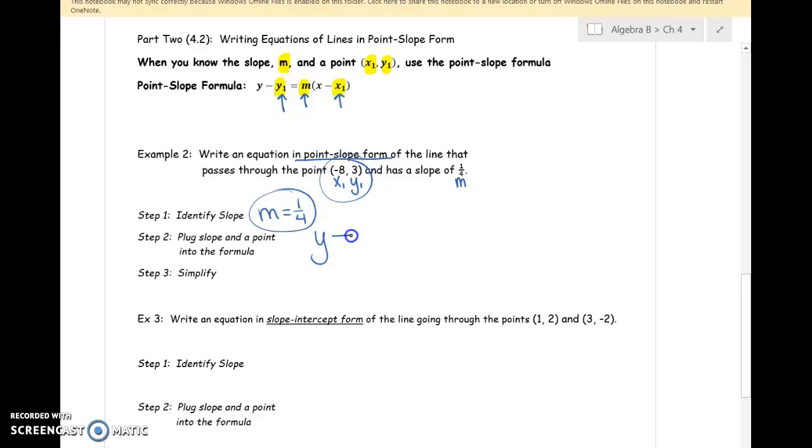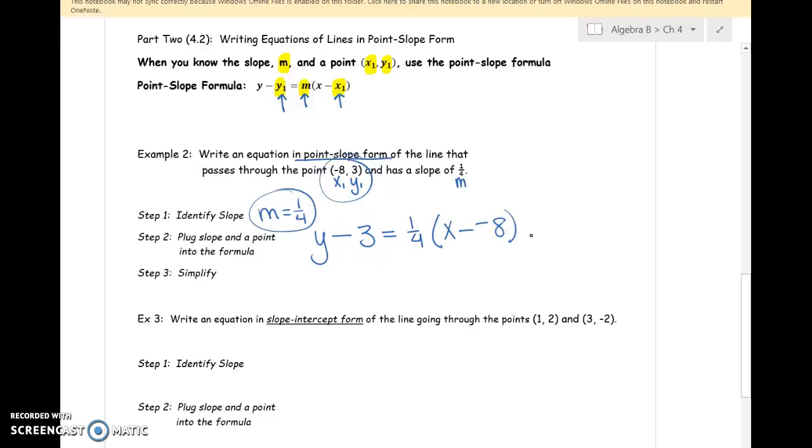Y minus. Next the formula says y1. What number is our y1? 3. Equals m. What is our m? 1/4. Parentheses, x minus x1. What is our x1? -8. Notice we wrote minus a negative.